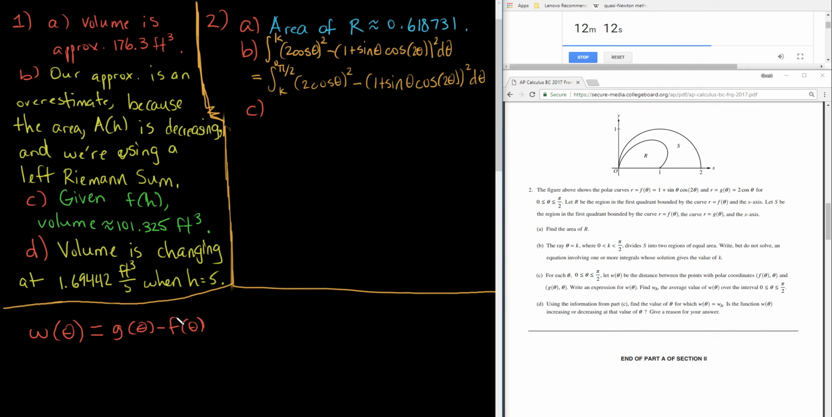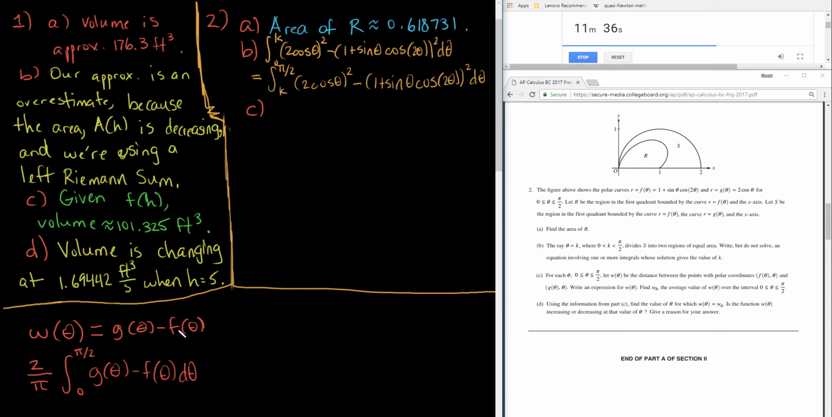Write an expression for w theta. We just did that. Now find w average, the average value of w of theta over the interval theta between 0 and 2 pi. So the average here is going to be 1 divided by pi over 2, which is the same as 2 divided by pi, because that is the domain we're doing this over. So from 0 to pi over 2 of g of theta minus f of theta d theta. They actually want us to calculate this.